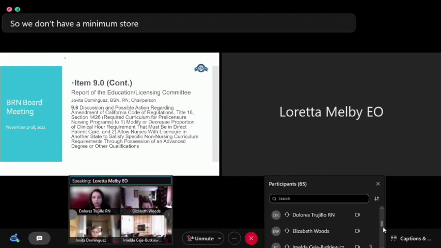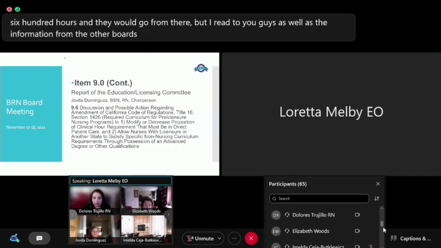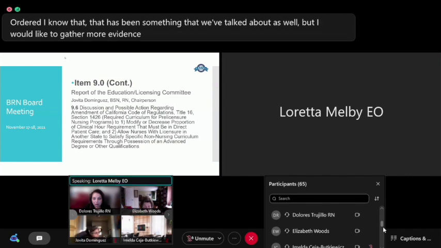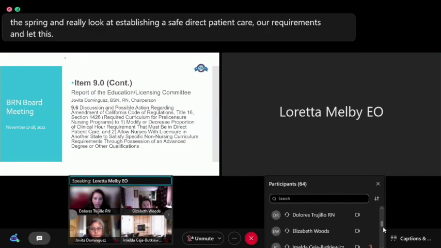The Smiley report that is from NCSBN said 600 hours, and they would go from there. But I read to you guys as well as the information from the other boards. Some of them have some as low as 500 hours as a direct patient care standard. I know that that has been something that we've talked about as well, but I would like to gather more evidence and wait for the NCSBN report that comes out in the spring and really look at establishing a safe direct patient care hour requirement and let the simulation conversation stop.